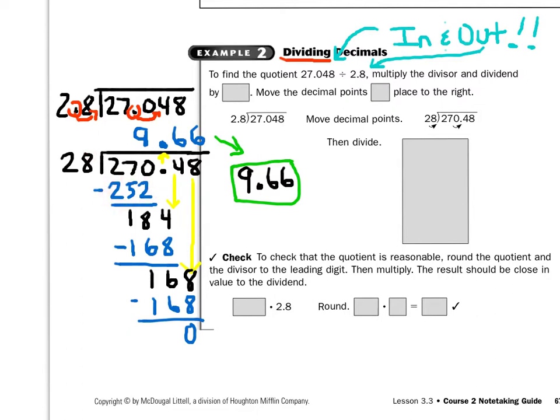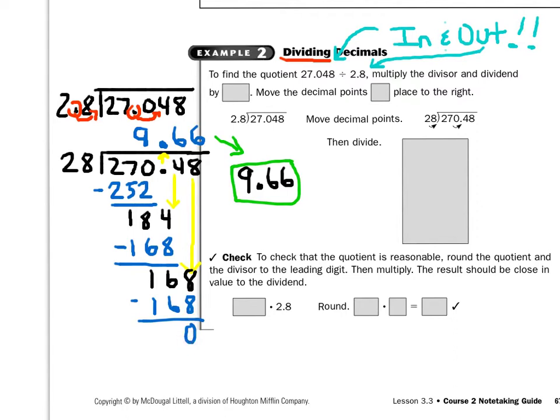And so then I subtracted and got 18. And now I bring down the 4. 28 goes into 184 6 times, and 6 times 28 gave me 168. And I subtracted and got 16. And then I brought down the 8. And again, 28 goes into 168 6 times. 6 times 28 gave me 168, and when I subtracted, I got 0, so I know I'm done.